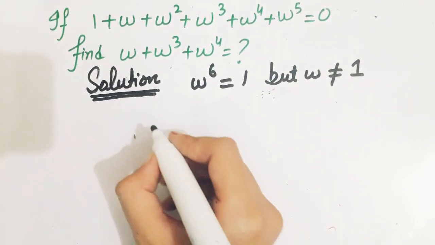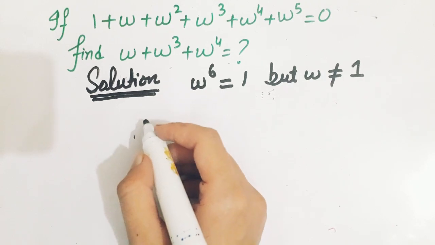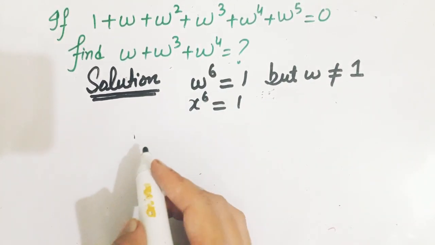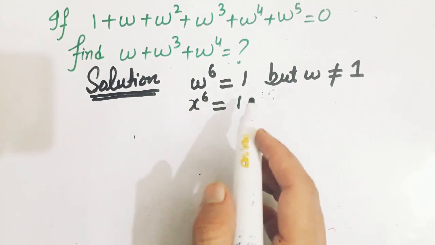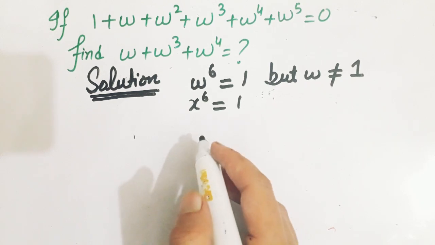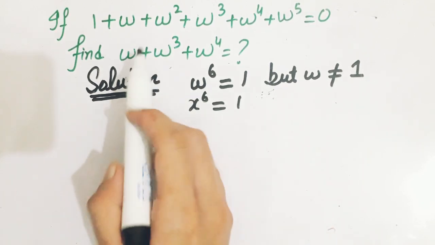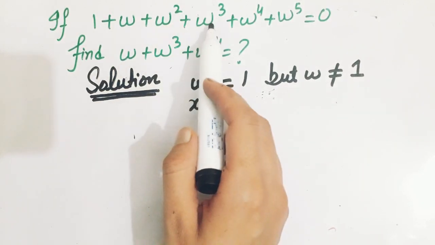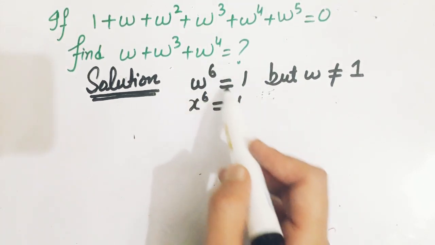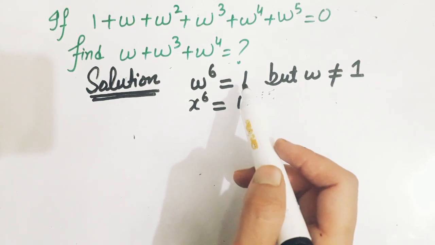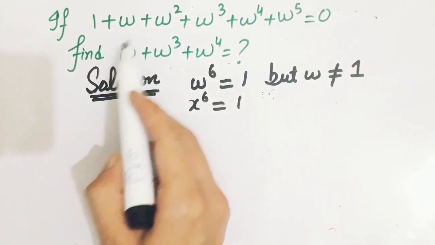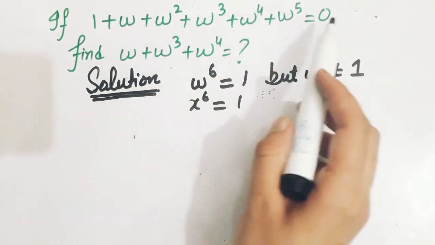If we take the equation x raised to power 6 equals 1, we get 6 complex solutions equally spaced around the unit circle in the complex plane. These roots are 1, omega, omega squared, omega cubed, omega 4, omega 5, and all of them satisfy omega 6 equals 1. And this is the famous identity: the sum of all 6 roots of unity is always 0.